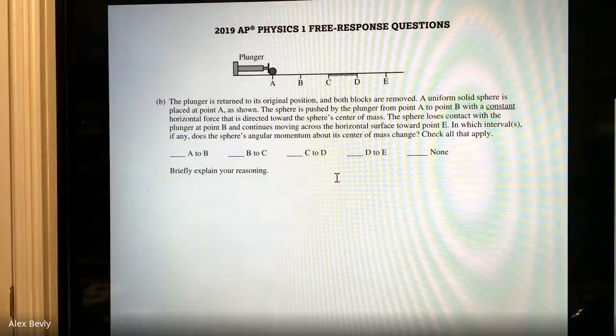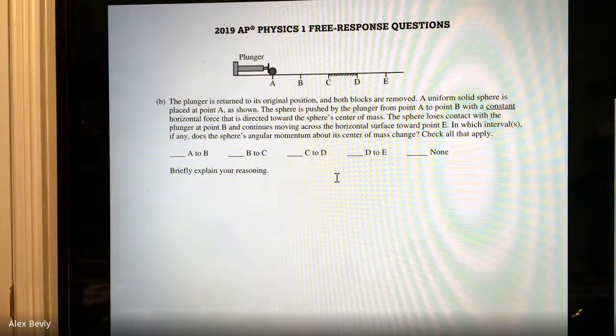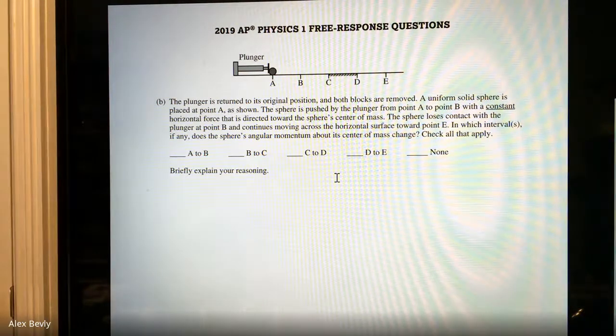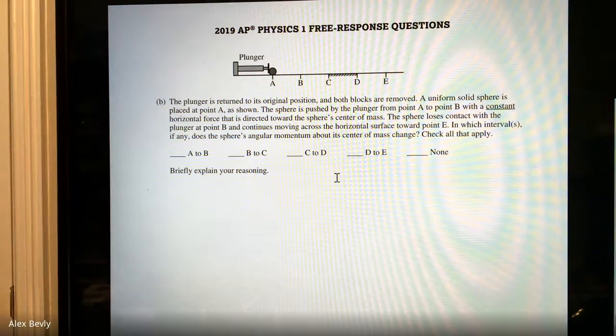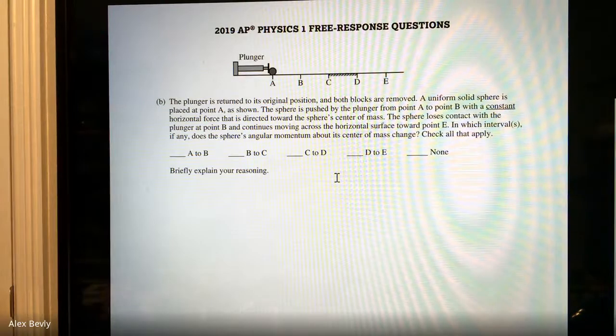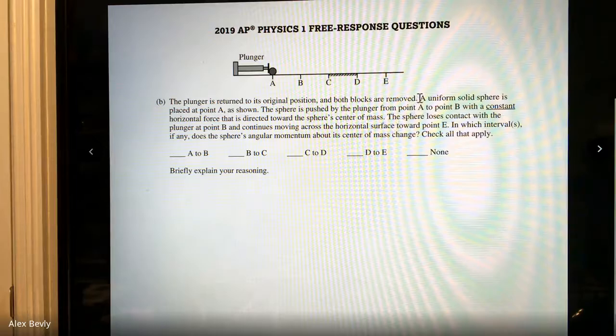B is a subtly very tricky question. The plunger is returned to its original position, and both blocks are removed. Now we have a uniform solid sphere is placed at point A as shown. What's the word that's coming to people's minds right now? Probably rotational motion of some form. Rotational, exactly. Yay, everyone's favorite.